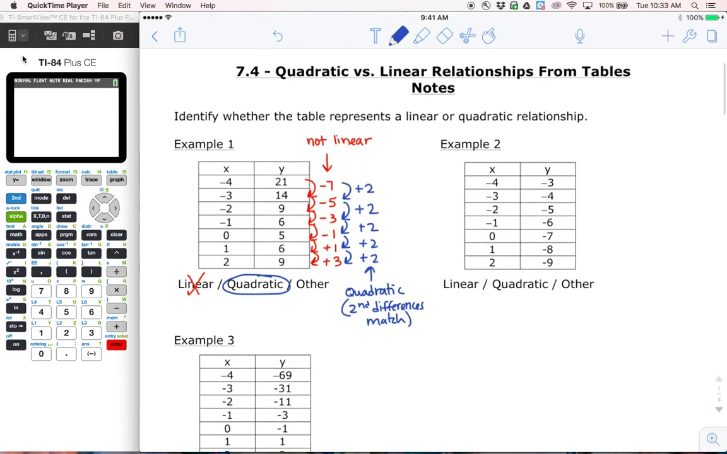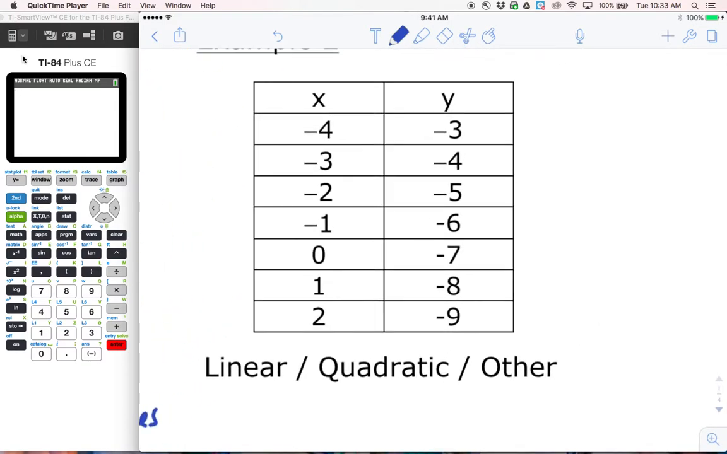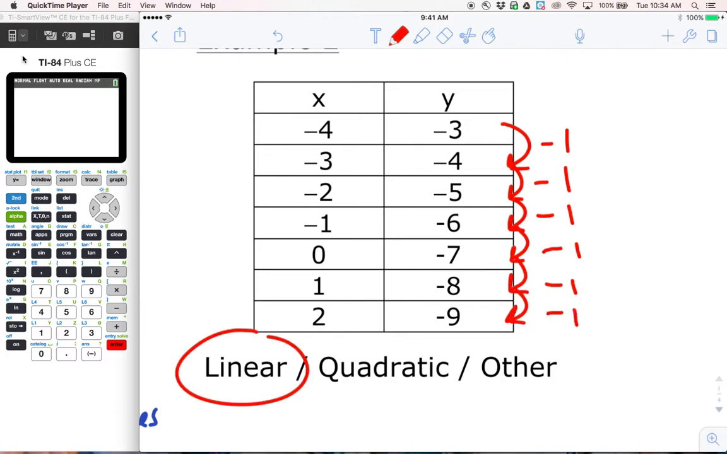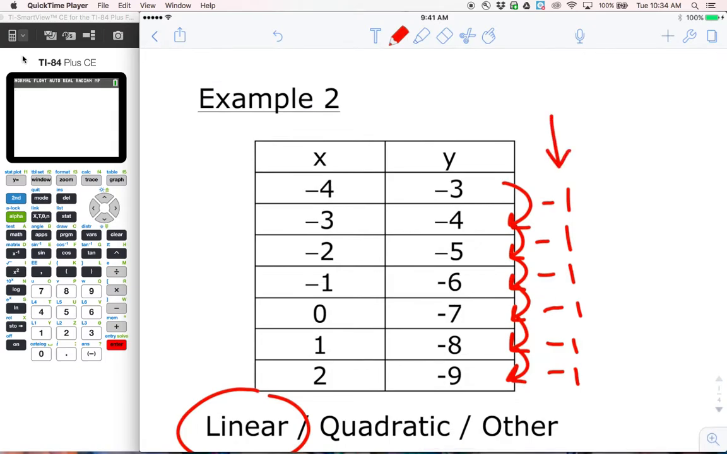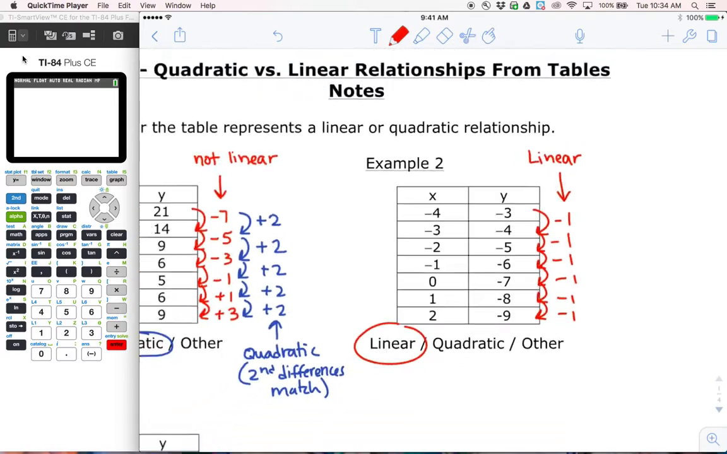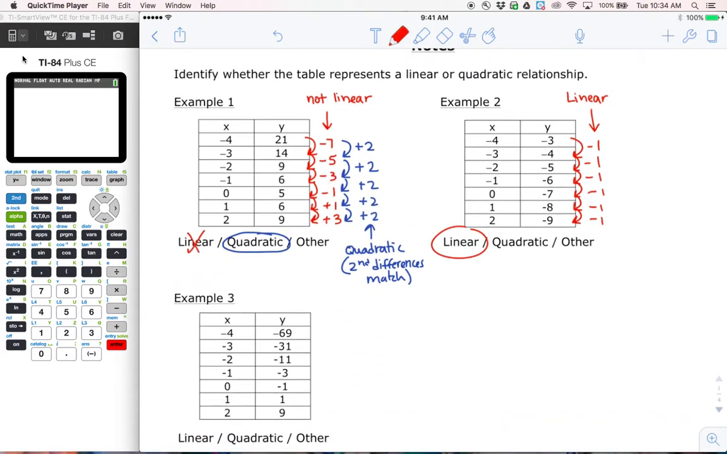Let's look at the next one, example 2. Again, my x values are all going up by 1, so I can kind of take for granted that I don't have to worry about those. So to get from negative 3 to negative 4, we subtract 1. Negative 4 to negative 5, we subtract 1. Okay, I think we can all see the pattern. Each of these y values is going down by 1. All right, which means that it is in fact linear because my first differences are matching. Hopefully that makes sense because my differences are constant, just like a linear equation increases or decreases constantly.